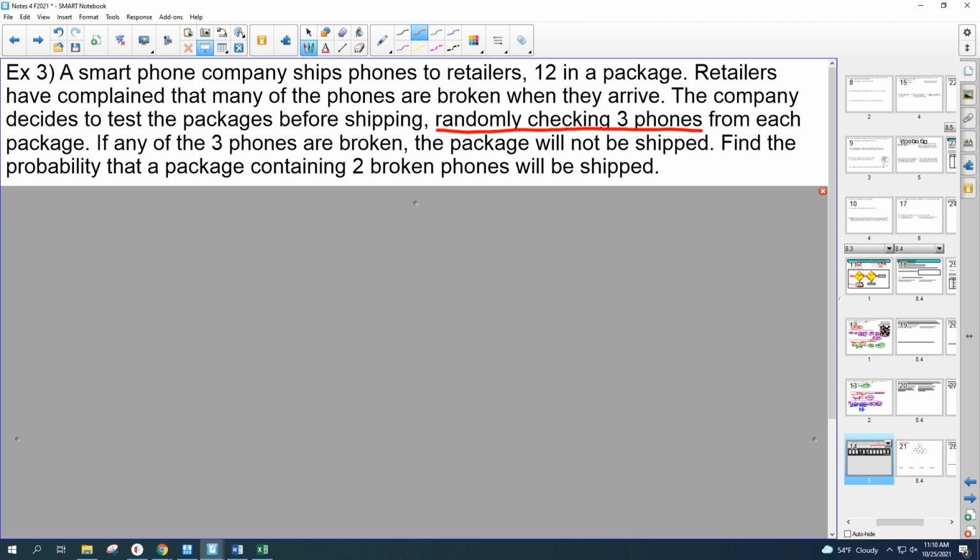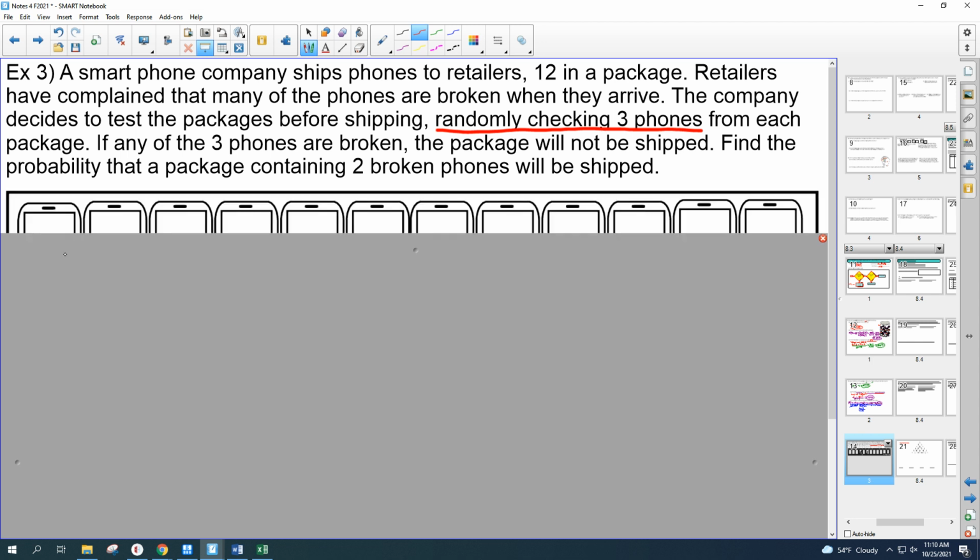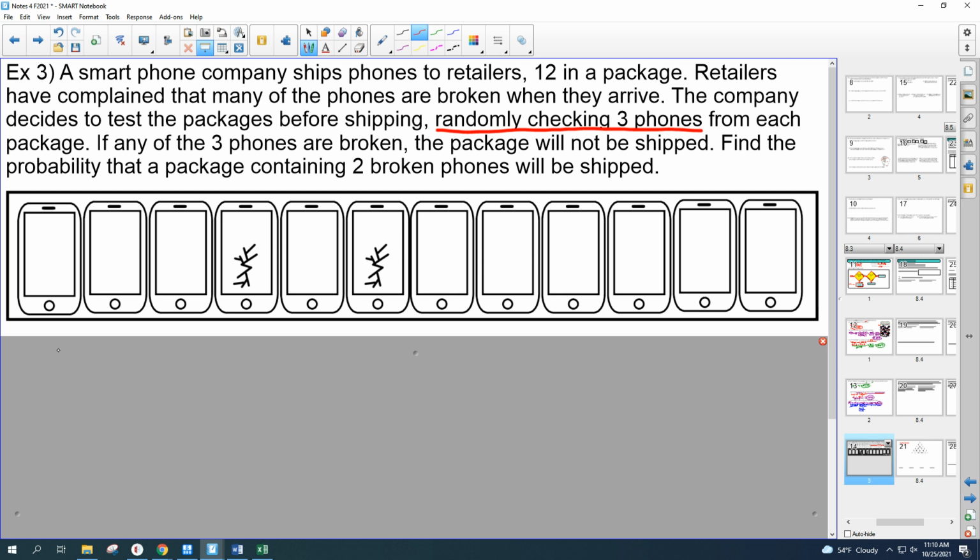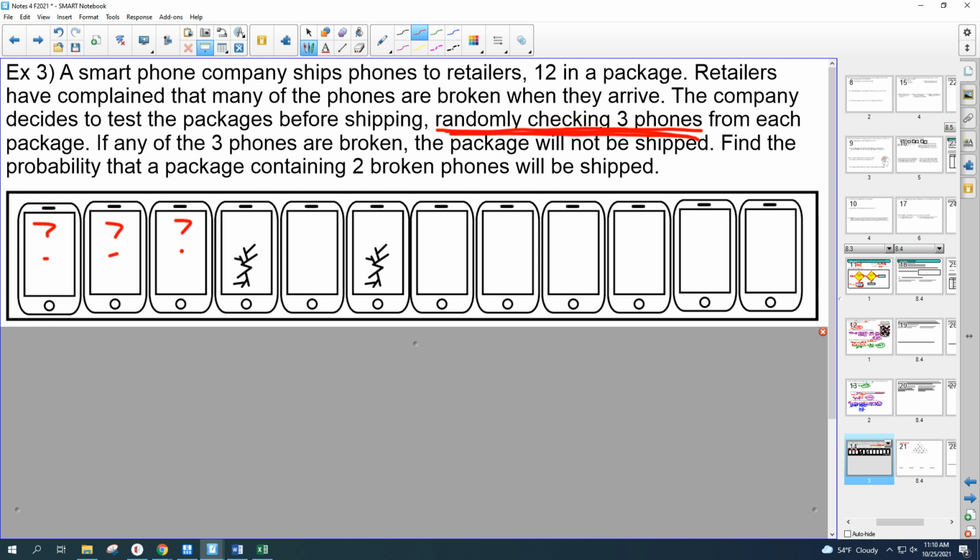So that last sentence is kind of why I included this image. That last sentence says, some package, there's 12 of them in there, and we know 2 of them are broken. But you don't really know which ones of the phones are broken. And so that's why they're going to randomly check 3 of the phones. Are they going to check these 3? I don't know. We're just going to randomly check 3 phones.